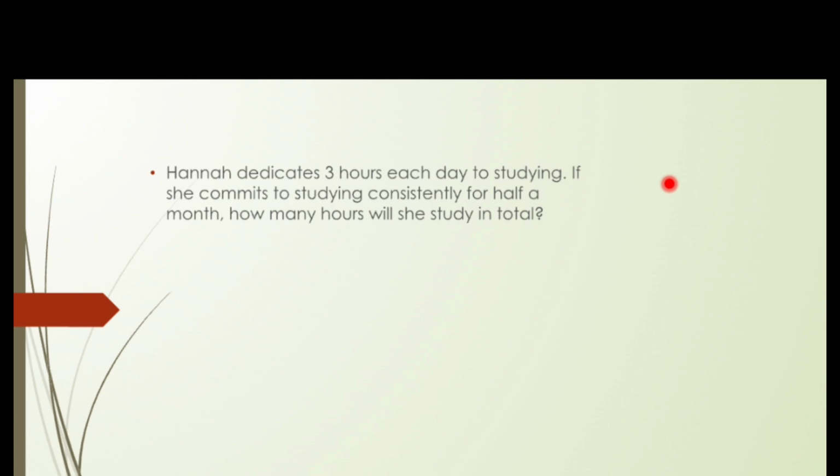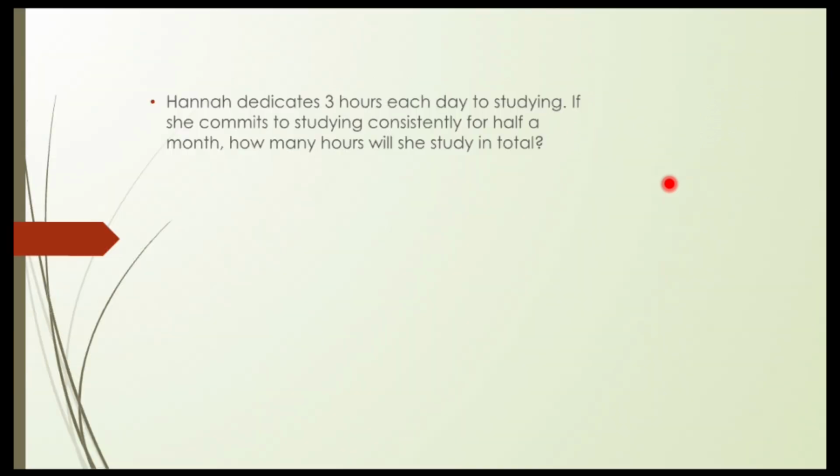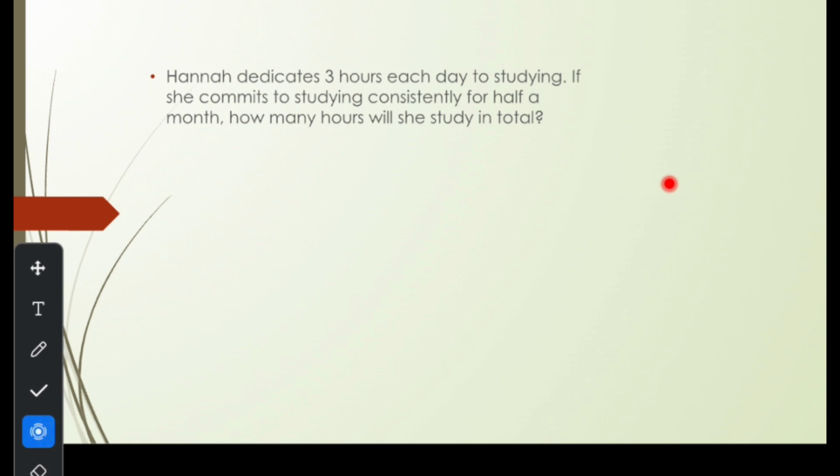Right. This is the next question, in which Hannah dedicates 3 hours each day to study. If she commits to study consistently for half a month, now she's studying 3 hours, and over here she's deciding to continue to study for half a month. How many hours will she study in total? Now we need to find the number of hours she'll be studying.